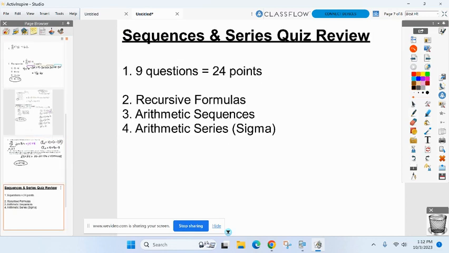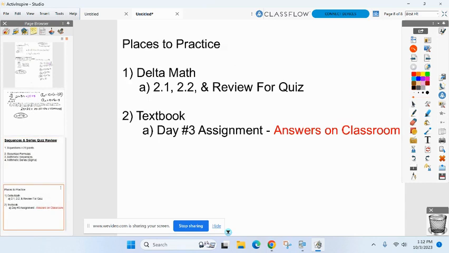Before we end here today, just to let you know, because I'm moving on to the next topic tomorrow: 9 questions, 24 points on Thursday, and it's these 3 topics we've been going over. Recursive, arithmetic, and the series we just did today. Also, places to practice: I put a review for the quiz on Delta Math, and today's assignment out of the textbook would be good too.